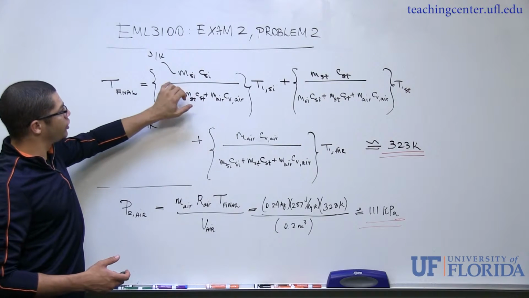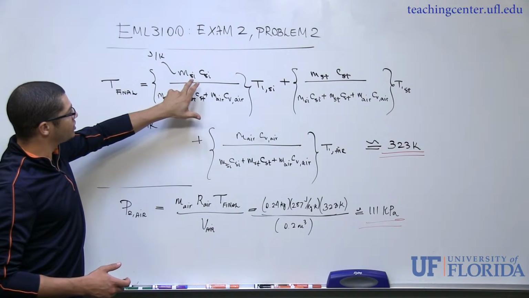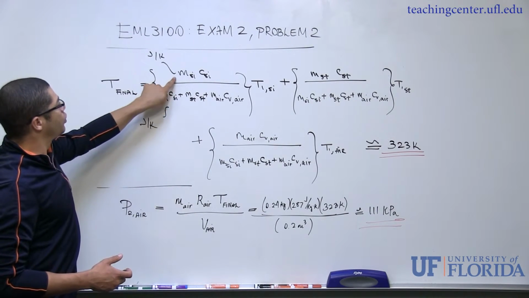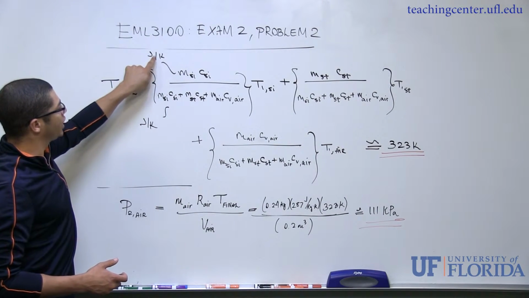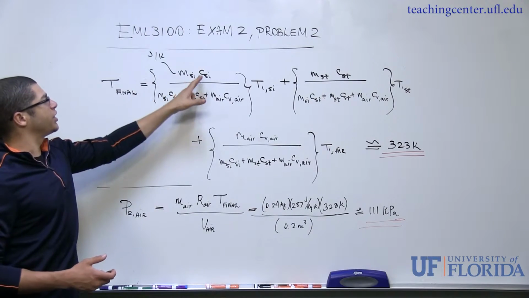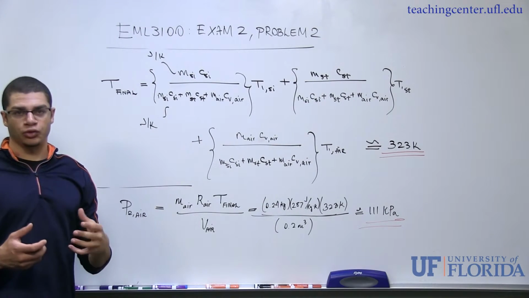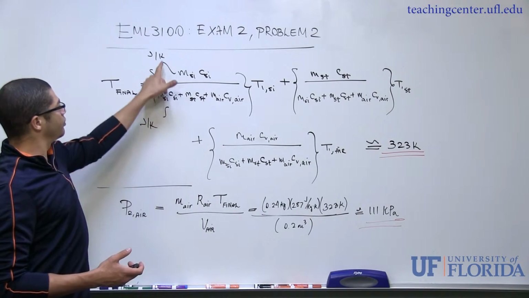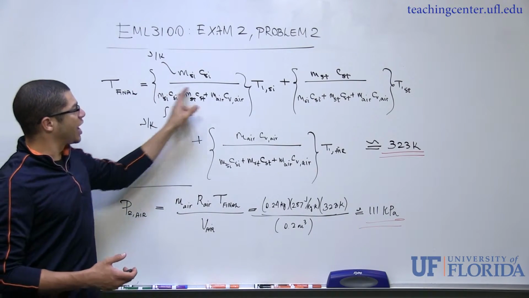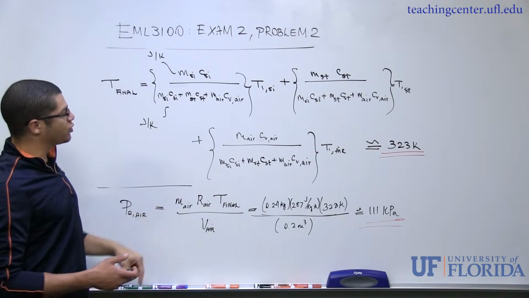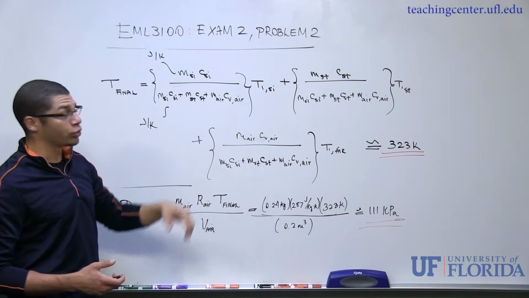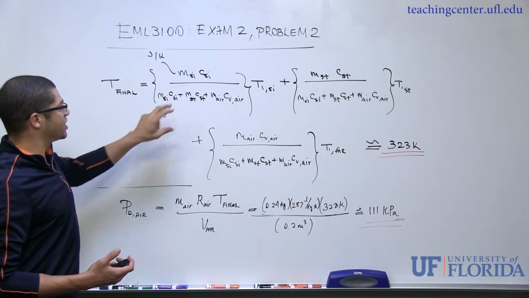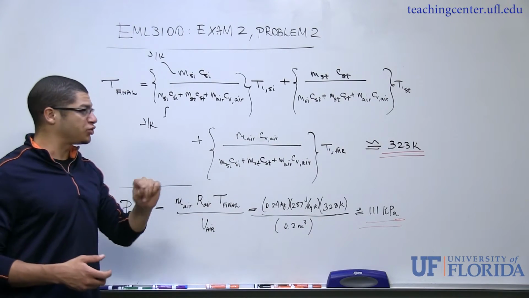For example, the numerator of this first term is the mass of the silicon wafer times its specific heat capacity, which gives us units of joules per Kelvin and signifies the amount of energy necessary to raise the temperature of the silicon wafer by 1 Kelvin. The denominator of each of the terms in brackets is the combined thermal inertia of the composite system, so the product of the mass and heat capacity of each constituent.